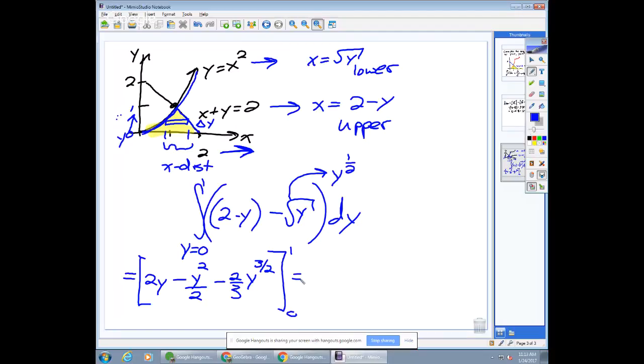So let's see, what do we got? We've got 2 minus 4/2 minus, did I do that right? Oh no, sorry, 1/2. Wrong boundary in my head. Minus 1/2. And then minus 2/3.